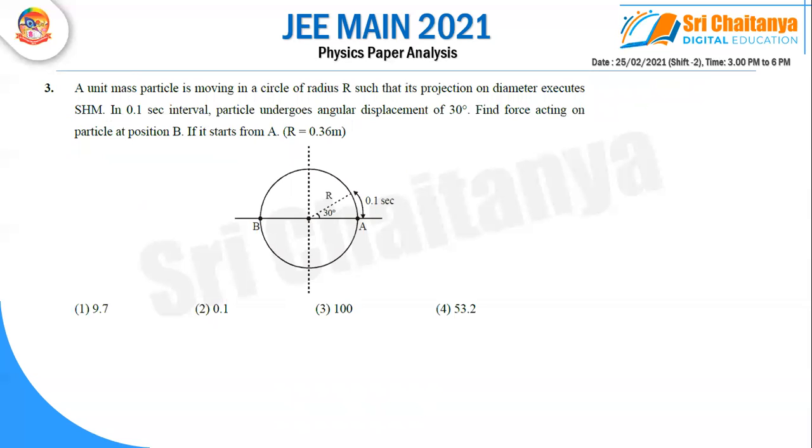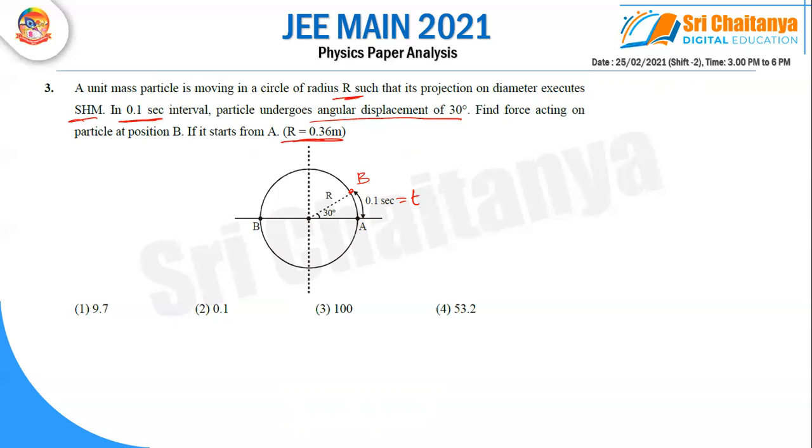Now I have a unit mass particle moving in a circle of radius r such that its projection on a diameter executes simple harmonic motion. In 0.1 second the particle undergoes angular displacement of 30 degrees. Find the force acting on the particle at B. So now this should be B, I believe. If it starts from A, R is equal to 0.36, as he has given.